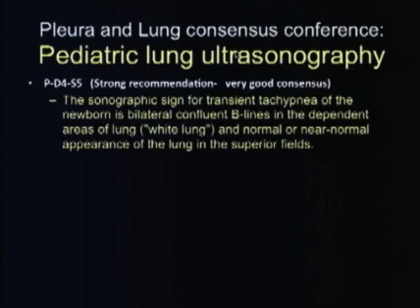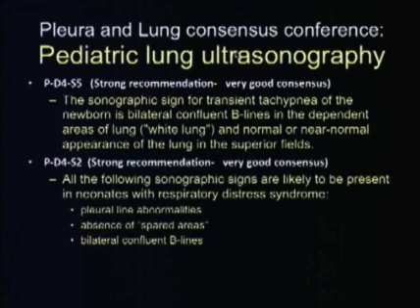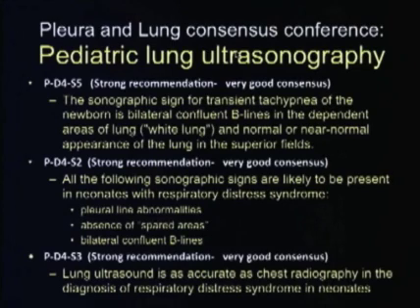Many of the panel's findings related to pediatric lung ultrasound. One example relating to alveolar interstitial syndrome was that the sonographic sign of transient tachypnea of the newborn is bilateral confluent B-lines in the dependent areas of the lung, and normal or near normal appearance of the lung in the superior fields. With respect to respiratory distress syndrome, all the following sonographic signs are likely to be present in neonates: pleural line abnormalities, absence of spared areas, and bilateral confluent B-lines. Lung ultrasound is as accurate as chest radiography in the diagnosis of respiratory distress syndrome in neonates, another finding.